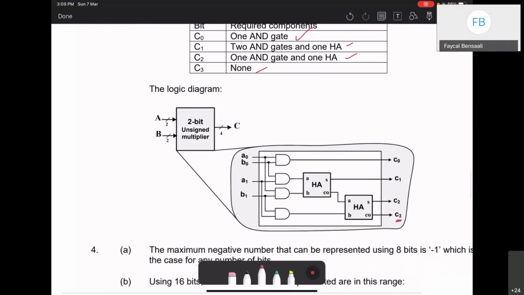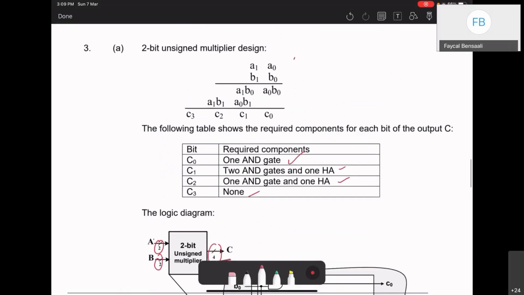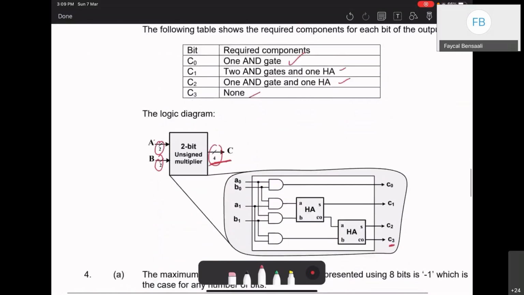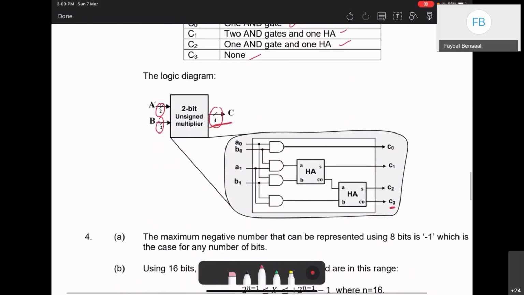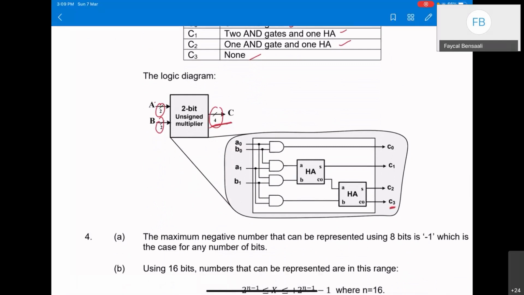And this is the full circuit. So we have A, B, and C. C is 4 bits, because when we multiply 2 bits by 2 bits, I get an answer of 4 bits. And this is how it's connected based on what we did here. Is this clear? Okay, good.